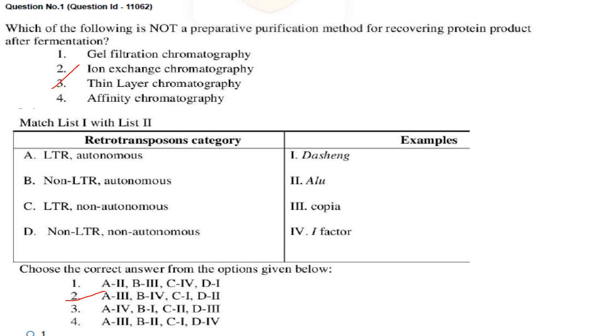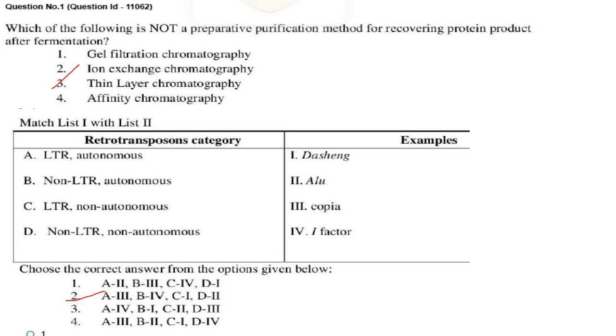Then coming to the first question. Which of the following is not a preparative purification method for recovering protein product after fermentation? So it is thin layer chromatography. They have asked after fermentation, thin layer chromatography is not used. It is only for qualitative analysis, thin layer chromatography will be used, but not for industrial purification purposes.